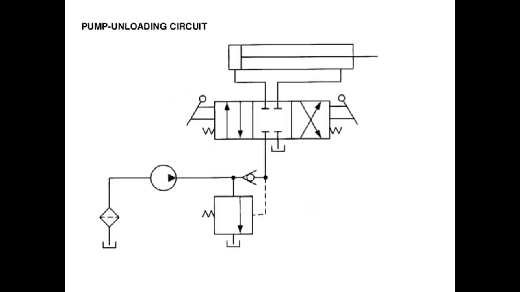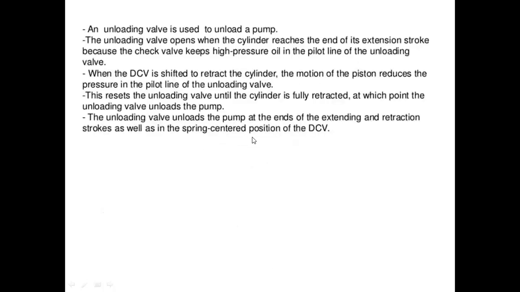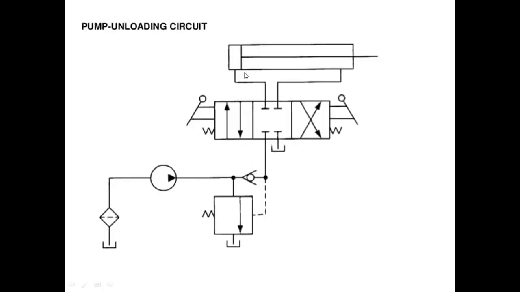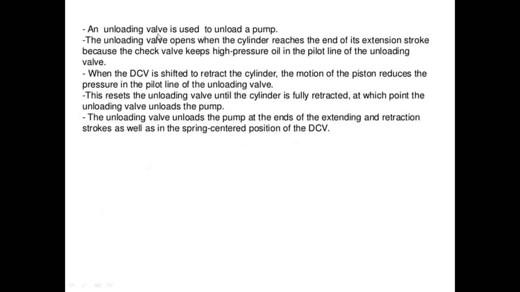Unloading hydraulic circuits. See, pump unloading circuit. In this circuit, we have the same structure. This is direction control valve, and this is inlet and outlet. This is here in closed position. An unloading valve is used to unload a pump. The unloading valve opens when the cylinder reaches the end of its extension stroke, because the check valve keeps high pressure oil in the pilot line of the unloading valve.